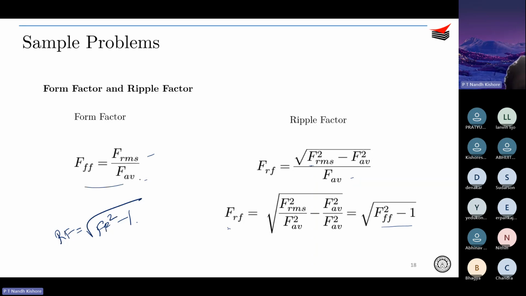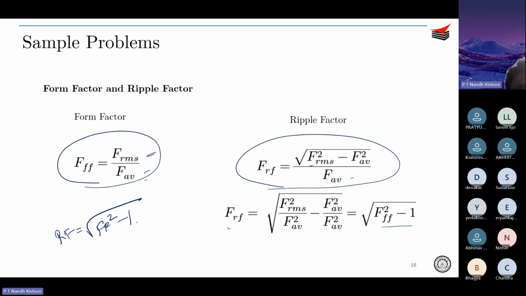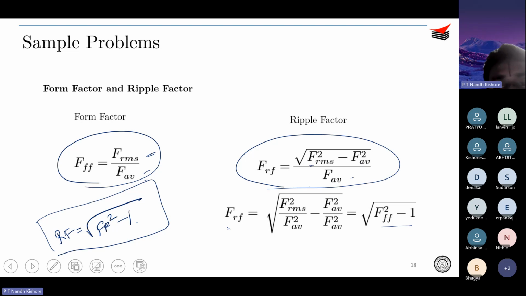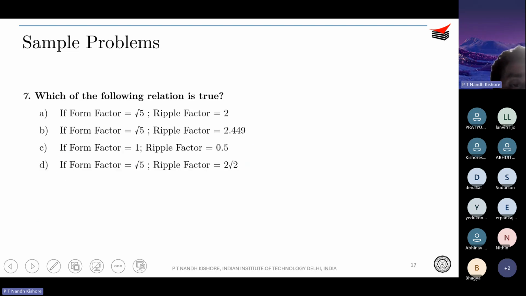You just need to know the definition of form factor and ripple factor. Form factor is RMS by average. Ripple factor is root over RMS square minus average square, divided by average. You just rearrange this, and you will end up with ripple factor equal to root over form factor square minus 1. So you can just check which of the options matches.